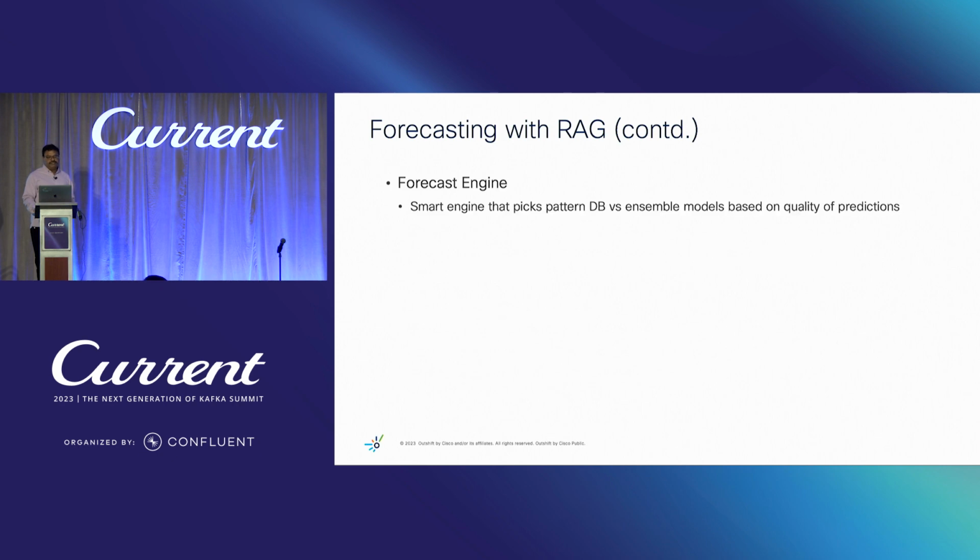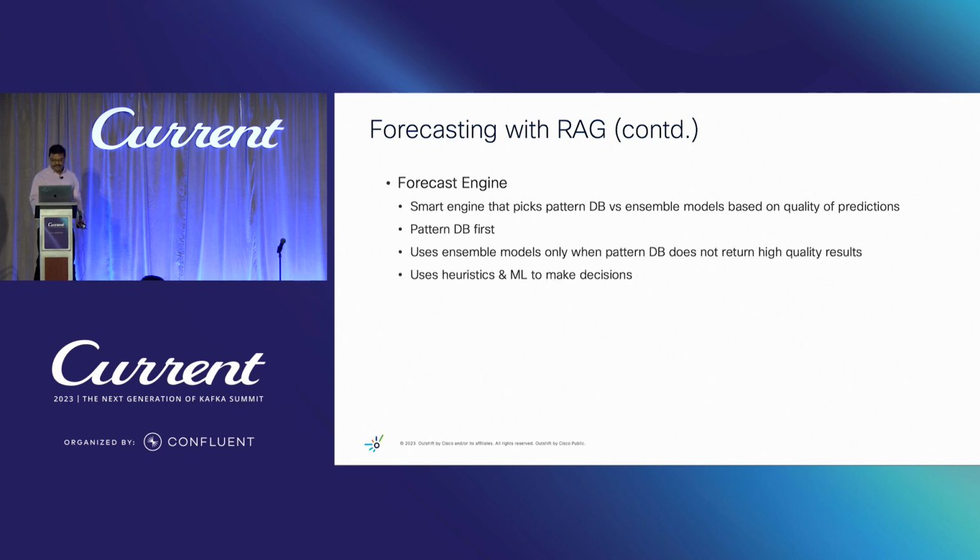And then you have the forecast engine. It is a smart engine that picks between what is coming out of the pattern database and the ensemble models, and then it tries to make a prediction on the quality. So it always goes to the pattern database first, then uses the ensemble models only when the pattern database does not return high quality results. And it uses heuristics and machine learning for making decisions.